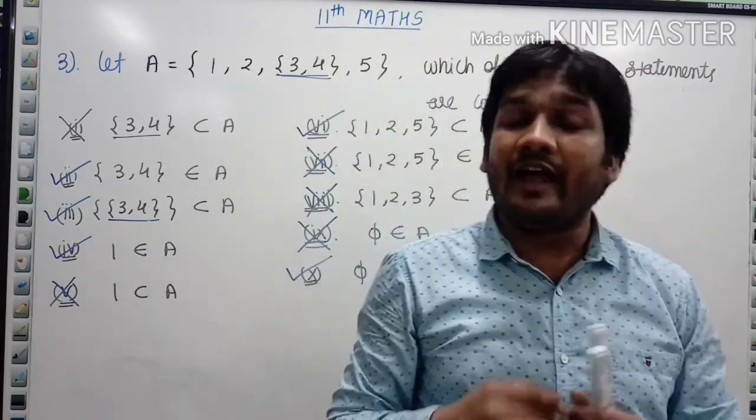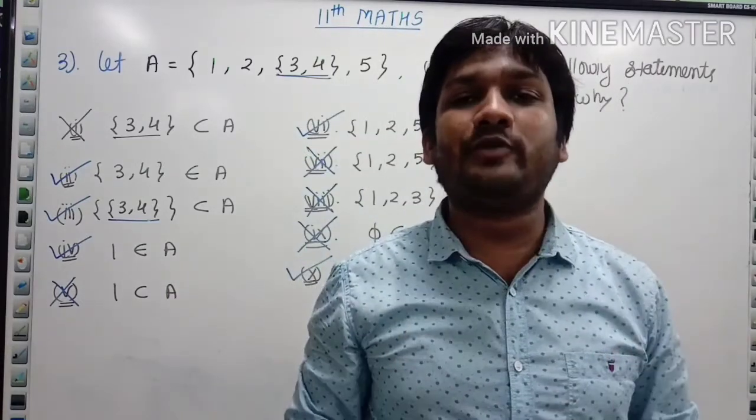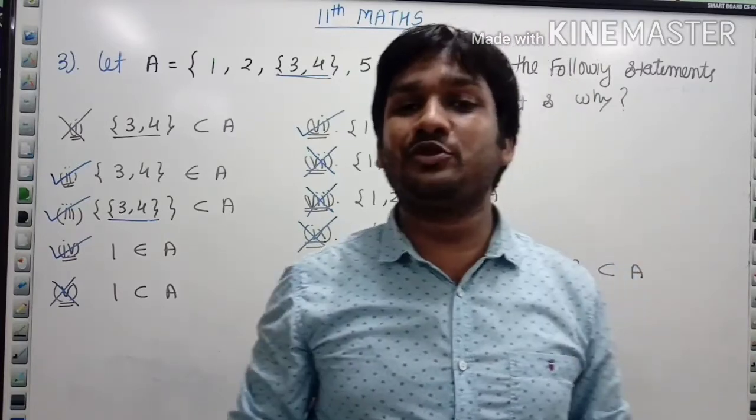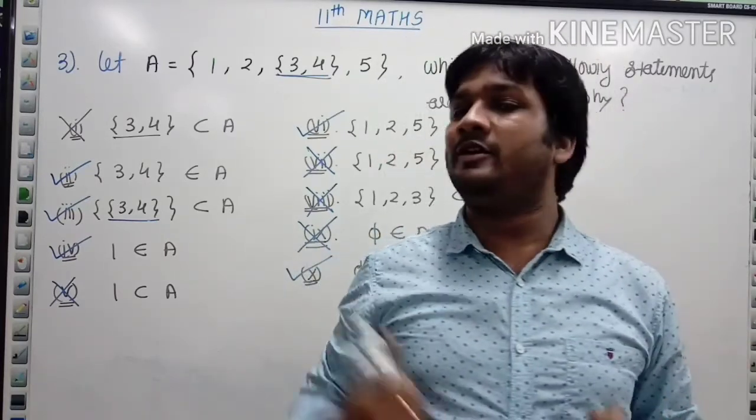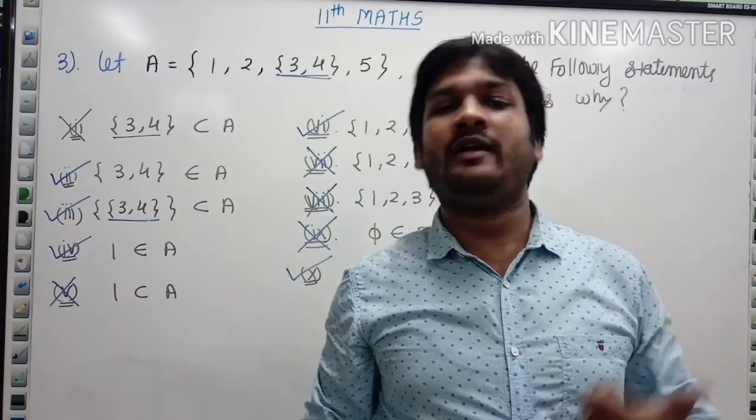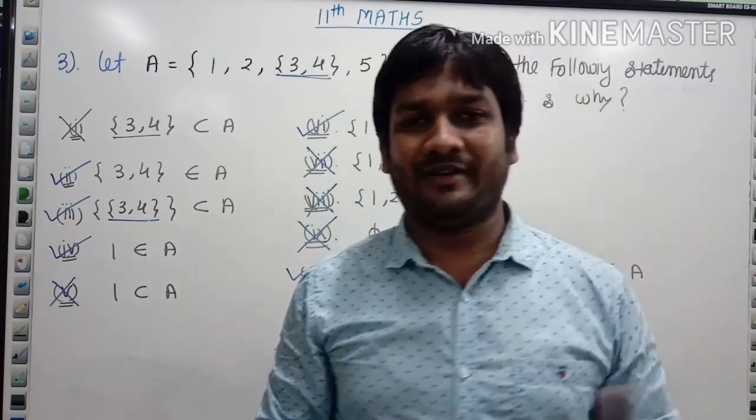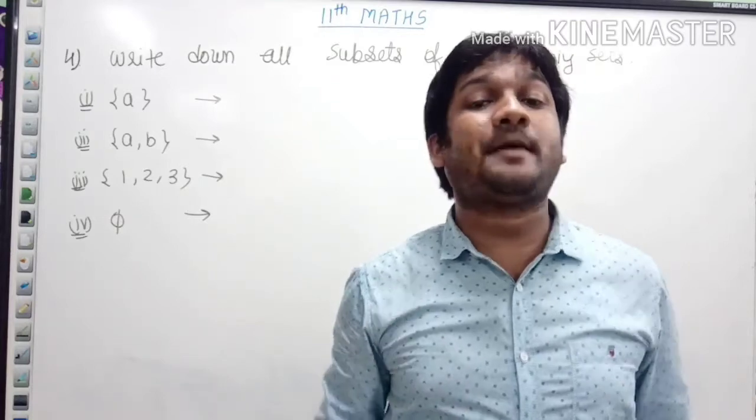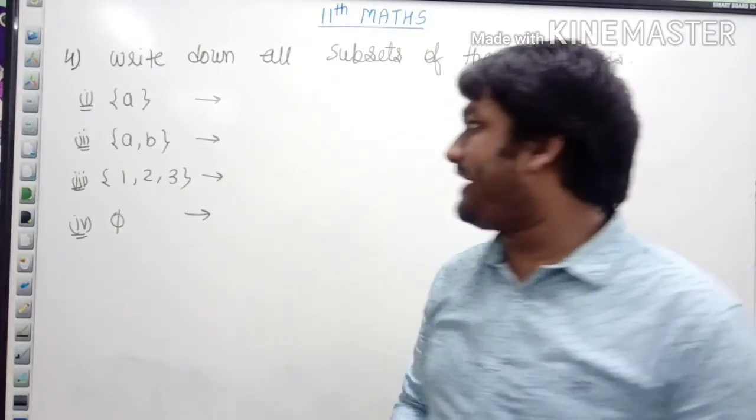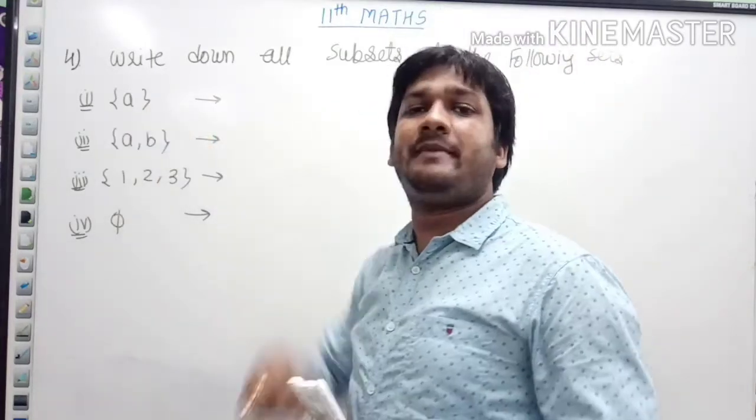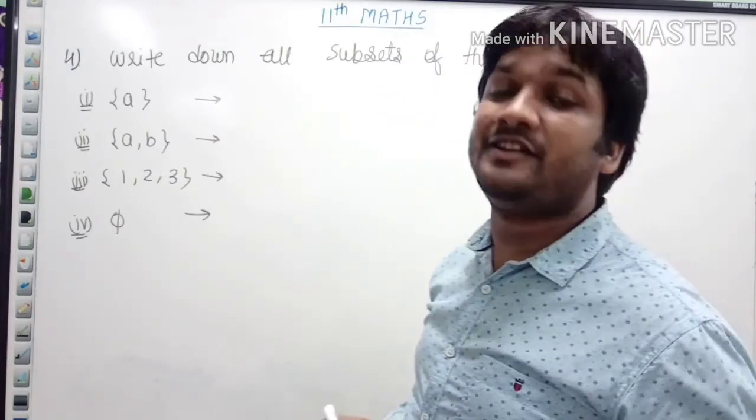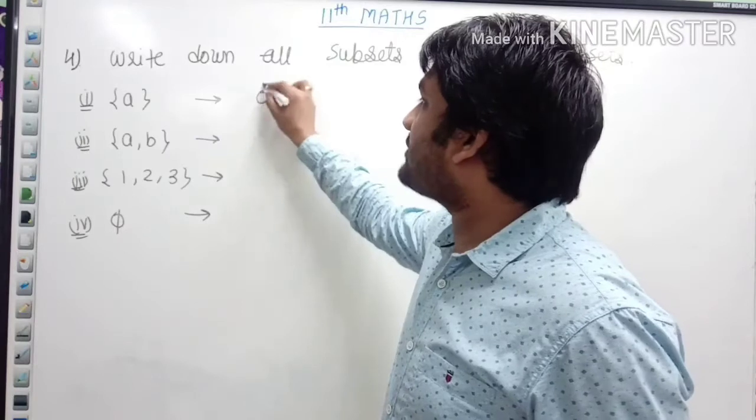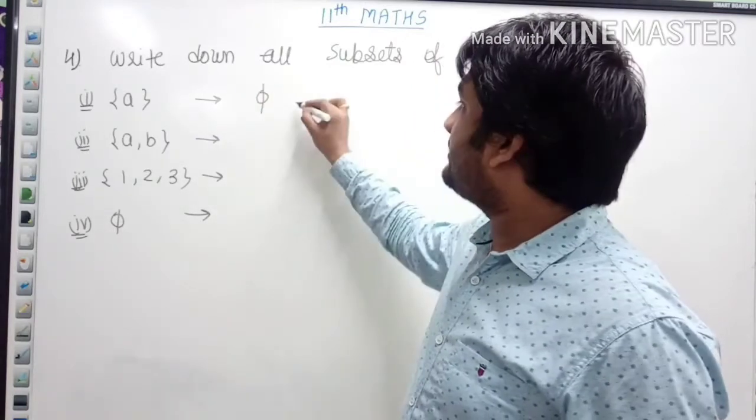So this question will help you to understand the concept of subset and the epsilon symbol belongs to. By solving this question you will be very much comfortable with this subset symbol and the belongs to symbol, okay? Now in this question we have to write all the subsets of the given set. First, how many elements here? Only one element is here, so how many subsets? 2 to the power 1, 2.